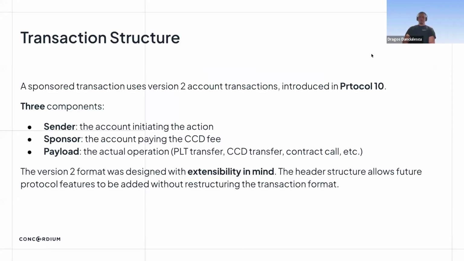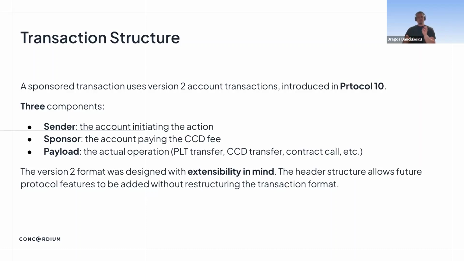Now, let's talk a bit about the transaction structure. A sponsored transaction uses version 2 account transaction, which has been introduced in Protocol 10. There are 3 components in this. So we have the sender, this is the account initiating the action. The sponsor, the account paying the CCD fee. And then the payload, this is the actual operation itself. This can be everything, a PLT transfer, even a CCD transfer, a contract call, or even a batch of operations.